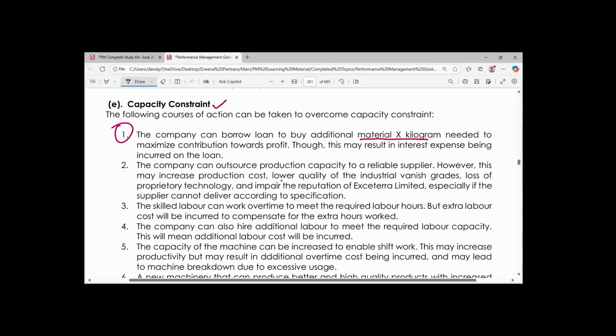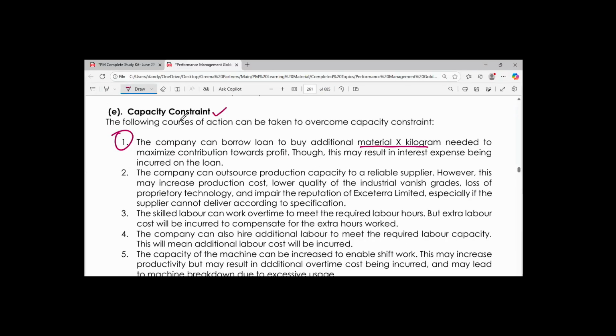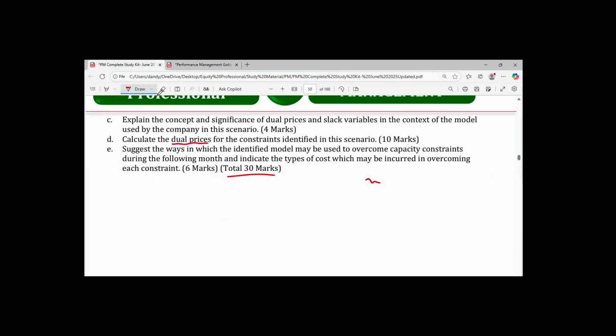When you borrow a loan, the loan is not for free. Therefore, there will be interest that you are going to pay. So even though you have access to a loan to buy additional material kilogram needed, don't forget there will be an additional cost to be incurred, which in this case is interest expense.